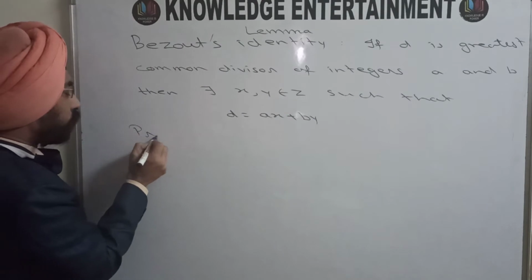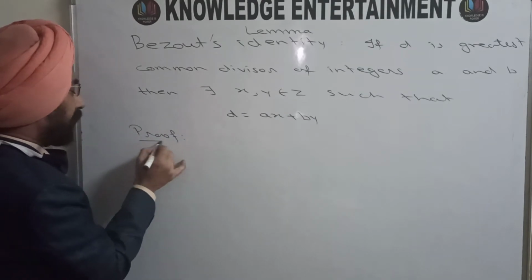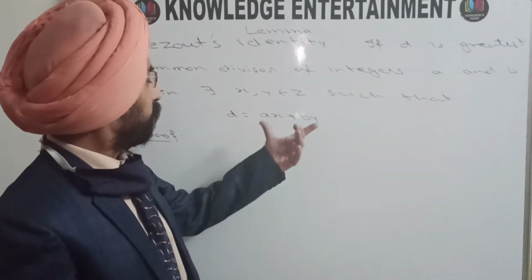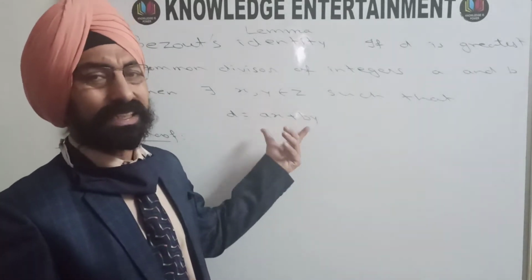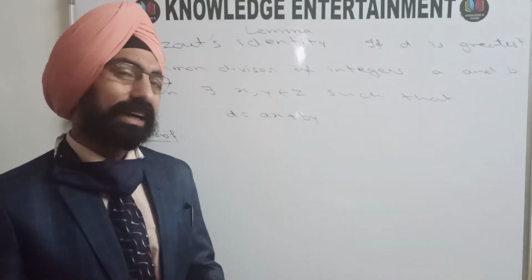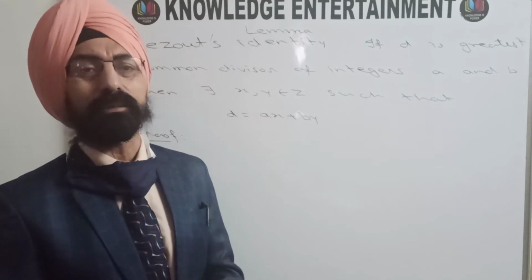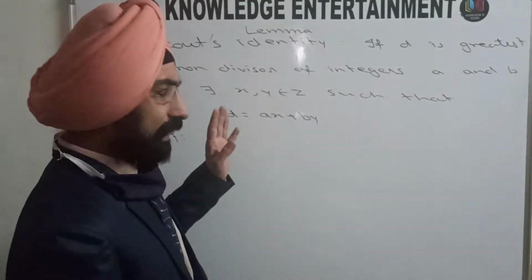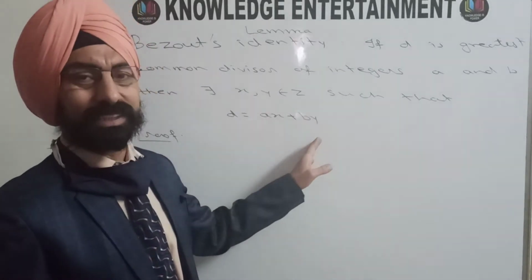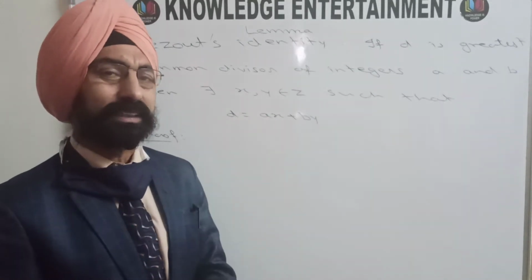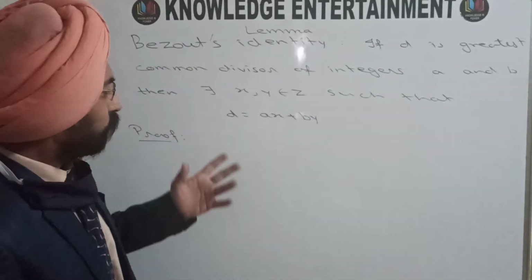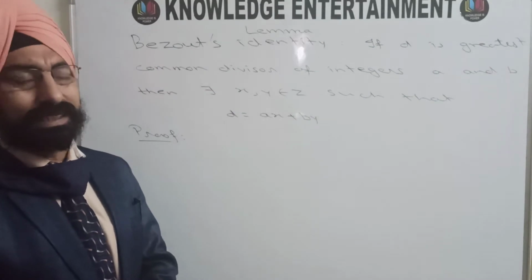Before moving on to the proof, I'd like to tell you that this combination ax plus by is not unique. There are infinitely many linear combinations of A and B which will result in the greatest common divisor D. So let us now prove Bézout's identity.